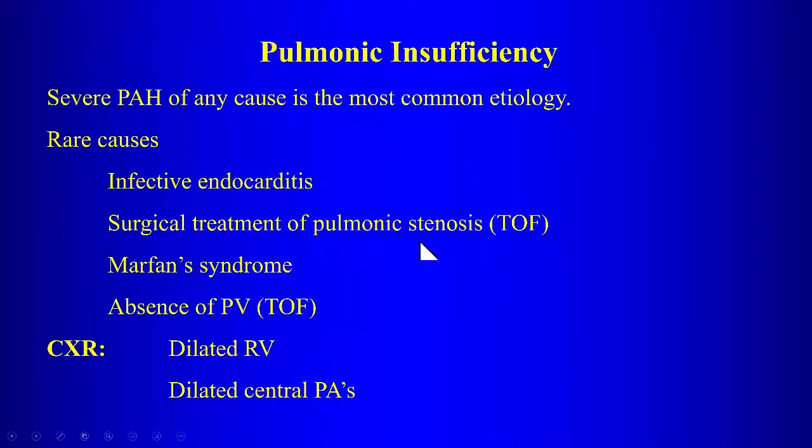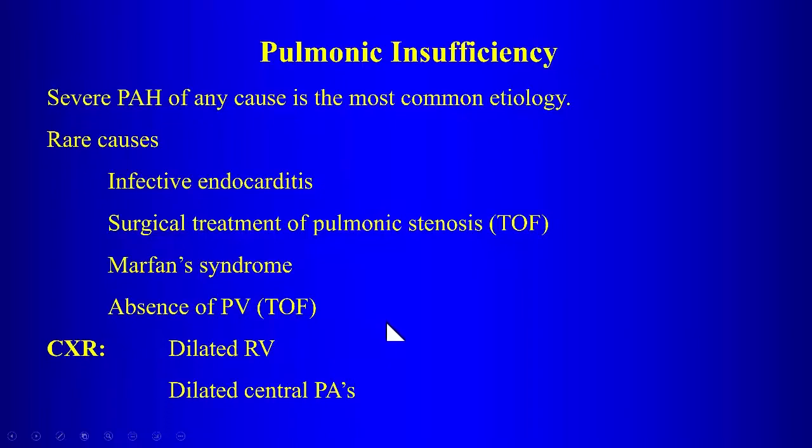Now, pulmonary insufficiency, the most common cause is usually pulmonary hypertension. So the pulmonic valve does not tolerate pulmonary hypertension very well. There are other causes, endocarditis, surgery after tetralogy of Fallot, Marfan's, absence of the pulmonic valve, which can also be associated with tetralogy. So here you'll see dilated pulmonary arteries and dilated right ventricle.